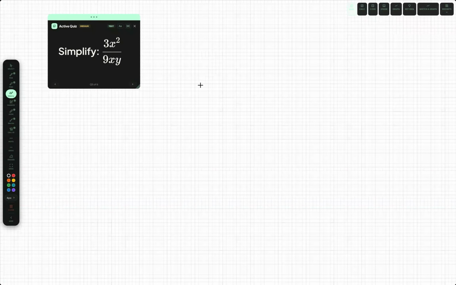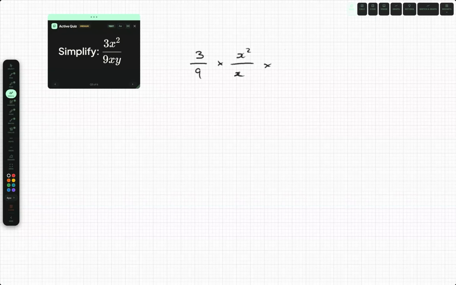Alright, now let's look at something a little bit more difficult. With this one here, we have a little bit more of a complex set of different factors. But the same principles apply. This is the same as 3 over 9 multiplied by x squared over x multiplied by 1 over y. This is all the same.